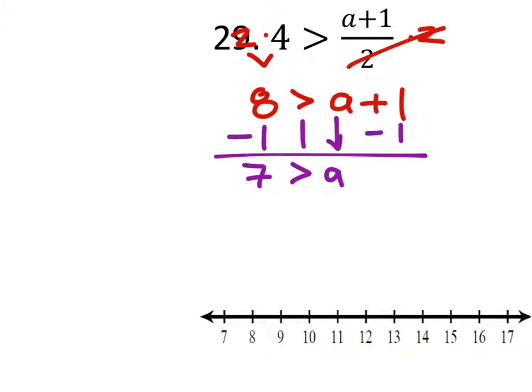At 7 then, we would have an open circle. Because it's not equal to 7, it is eating the 7. I'm sorry, it's not eating the a, so this one would go to the left. And that would be our answer for number 29.